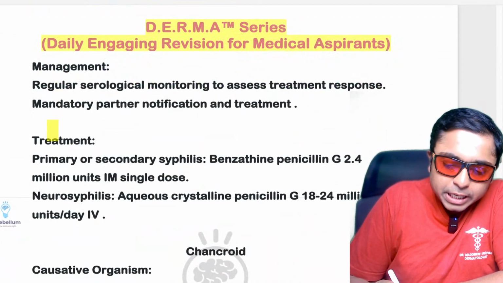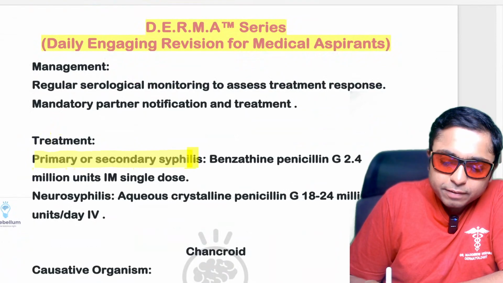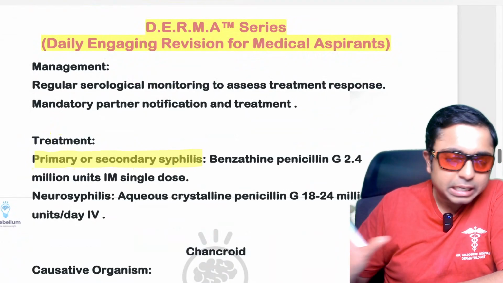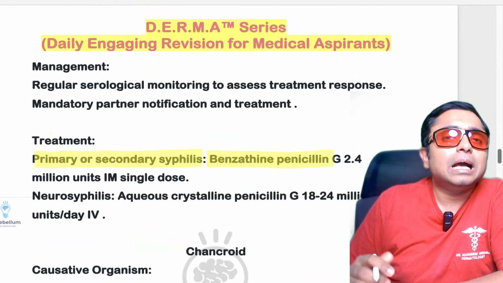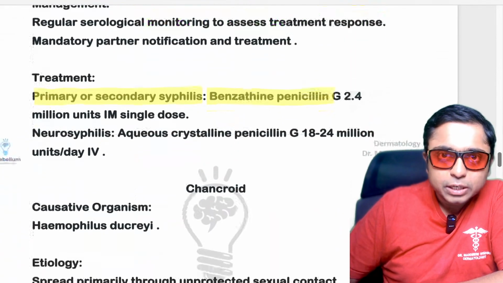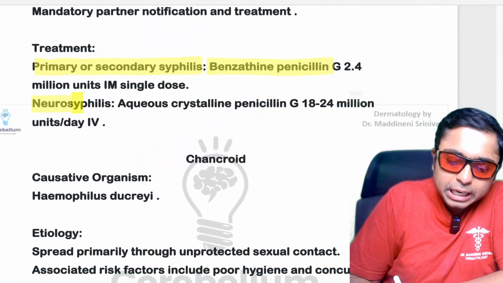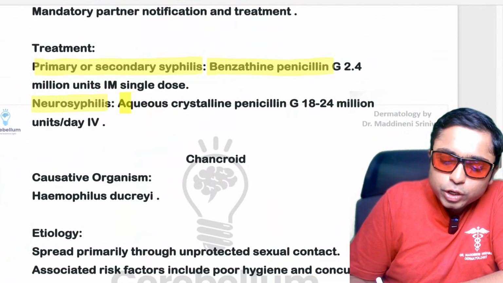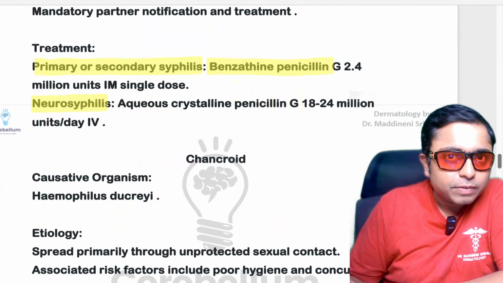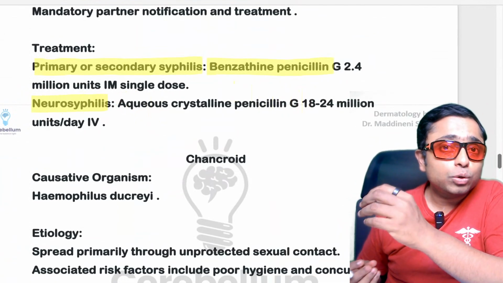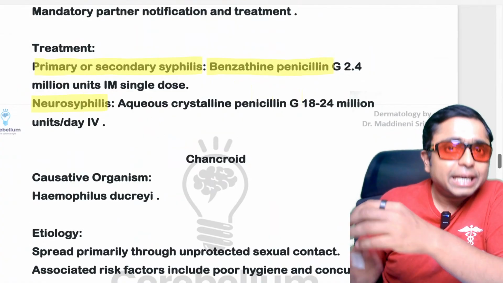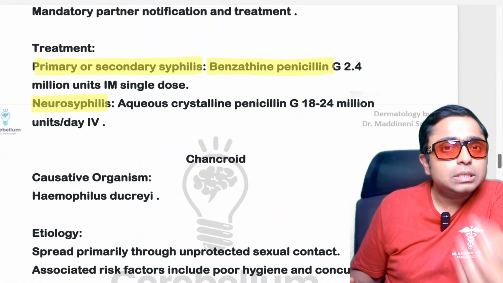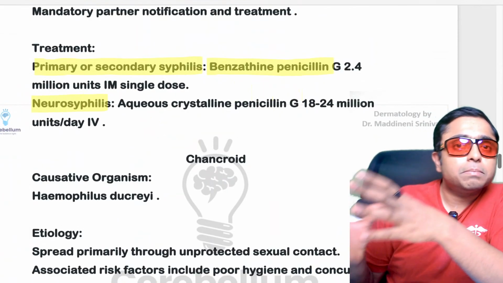Coming to the management, remember the treatment is different in different types of syphilis. In primary and secondary syphilis, benzathine penicillin, 2.4 million international units IM into the buttocks, is used. In neurosyphilis, the patients need aqueous crystalline penicillin, because benzathine penicillin cannot cross the blood-brain barrier.